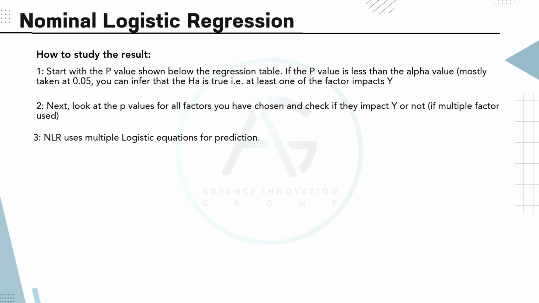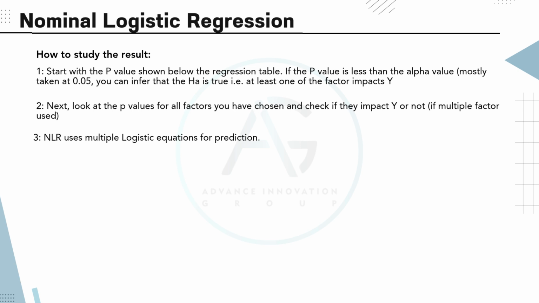Step 2. Analyze each predictor. Once we know the model is significant, we examine the individual p-values for each predictor, or factor. Look at the p-values next to each predictor. If p is less than 0.05, that predictor significantly influences the choice among the categories of the response variable. If you're using multiple predictors, this step becomes even more crucial for identifying which variables matter most.